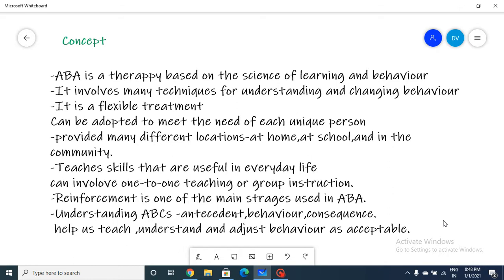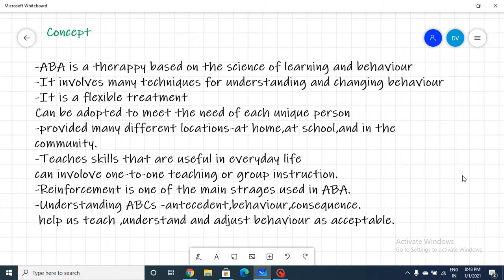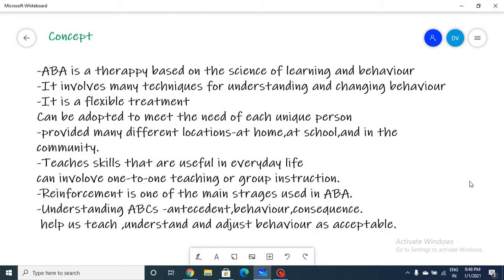Understanding ABCs: antecedent, behavior, consequence. Here the ABCs of behavior are mostly followed by observation. Once we know the ABCs of behavior, it is very simple to understand why the behavior is happening, where the behavior is happening, and how it got controlled. It helps us teach, understand, and adjust behavior as acceptable. Once we know why the behavior is happening, when and where, we know how we can control that behavior.